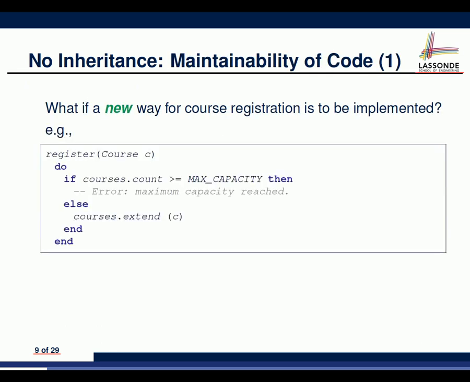Let's say I want to change the way we do register. It used to be just extend the course to the end of the student's registered courses. But now let's say I do want to do some check to say if the course count is larger than or equal to maximum capacity, I don't do anything. Maybe do some precondition check or just set some error flag, whatever. Otherwise, I'll do the courses extension. Let's say this is a policy change for the register.